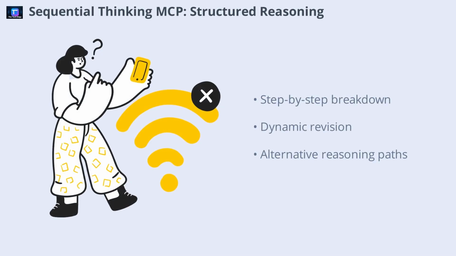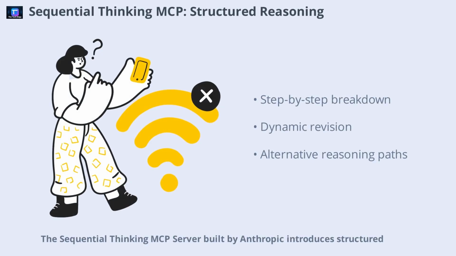The Sequential Thinking MCP server, built by Anthropic, introduces structured, step-by-step reasoning to your AI agent. Instead of rushing to the first plausible answer, this server encourages the AI to break problems down, revisit earlier steps, and maintain context across multiple stages. It's like giving your AI a framework for deliberate, human-like problem-solving.